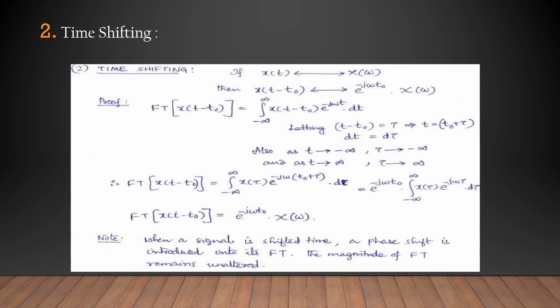Therefore, the Fourier transform of x of t minus t naught is equated as the integration with limits minus infinity to plus infinity of x of tau e power minus j omega (tau plus t naught) d tau. It is equated as e power minus j omega t naught times the integration from minus infinity to plus infinity of x of tau e power minus j omega tau d tau. As we know the standard equation of the Fourier transform, the final answer is: the Fourier transform of x of t minus t naught is e power minus j omega t naught times X of omega.